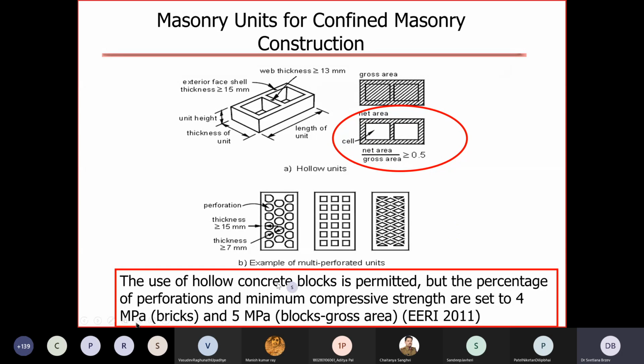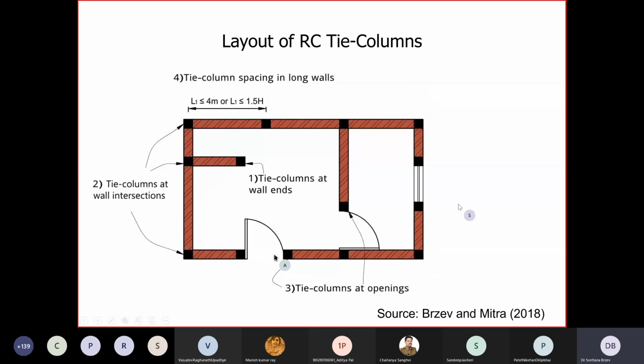So in terms of materials, the minimum compressive strength for bricks was 4 MPa, which is similar to the requirement of Indian standard IS 1905, which is 3.5 MPa. But for blocks, 5 MPa was specified as a minimum. So that is one thing.